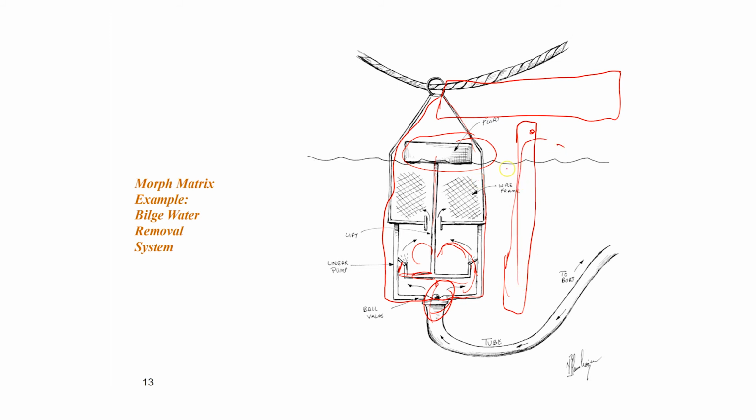So that's a little bit about morphological matrices and morphological analysis to develop concepts, and then combining the solution principles or function carriers into overall concepts that we call concept variants. And that's the end of our discussion of concept generation per se. In the next segment, I'll talk a little bit about concept selection.